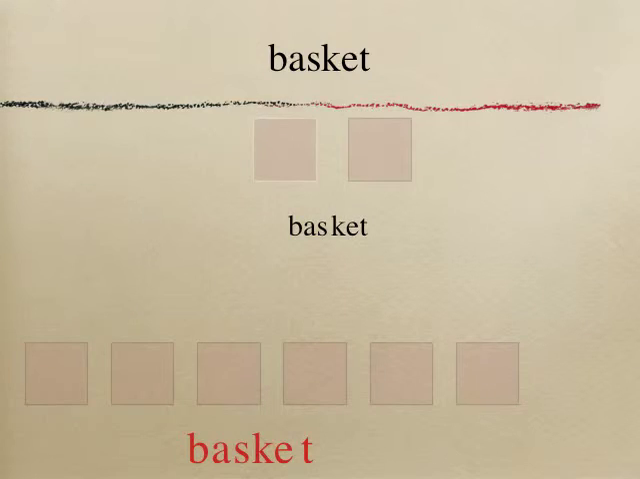Okay, now let's look at basket. Basket. We find the two vowels, or find the vowels. There's two of them, and there's two consonants between the vowels. So we go bass, ket, basket. So let's go down below.